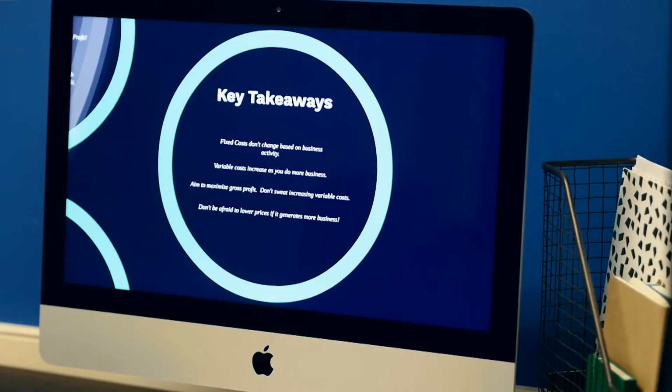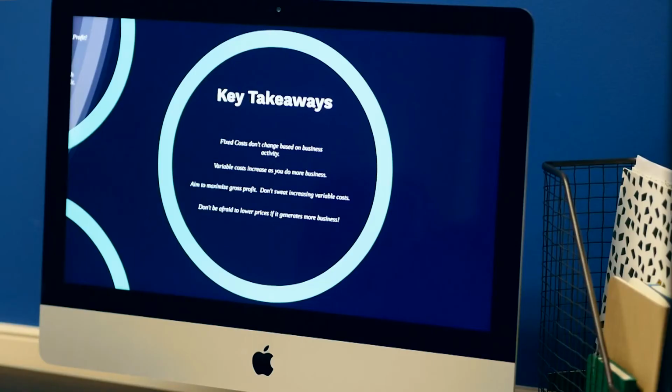So here are the key takeaways about fixed costs versus variable costs. Fixed costs don't change based on business activity, whereas variable costs increase as you do more business. And again, the goal is to minimize fixed costs while aiming to maximize gross profits. Don't worry about increasing variable costs as you do more business. As long as your gross profits are maximized, it'll maximize profit for you as a business owner. And then again, don't be afraid to lower prices if it generates more business.